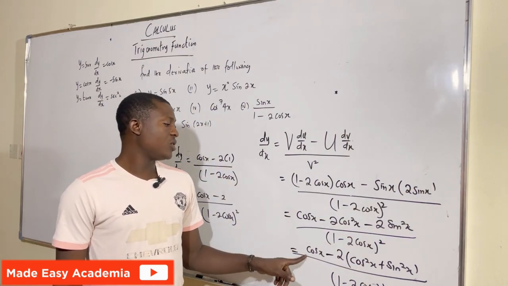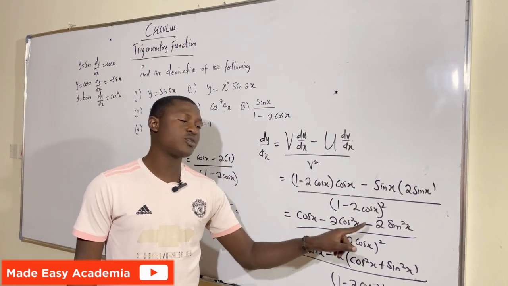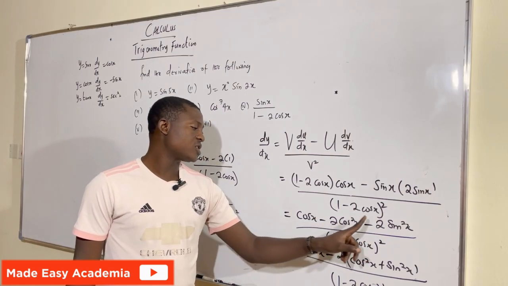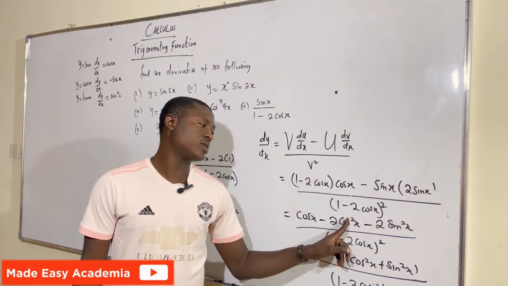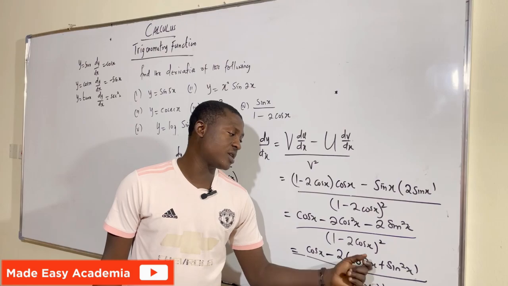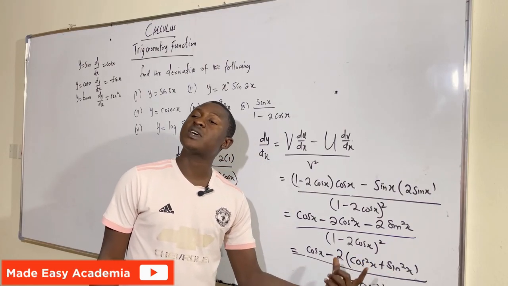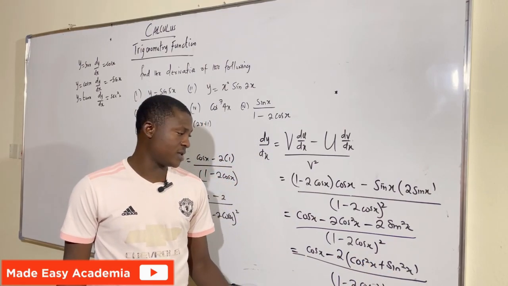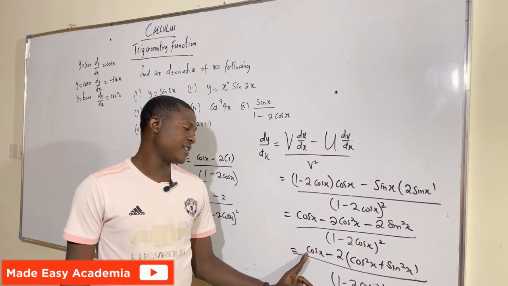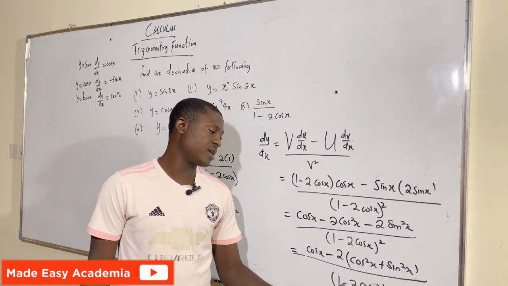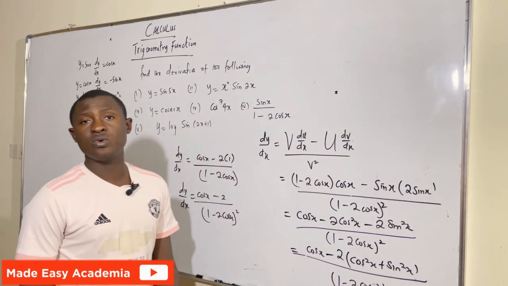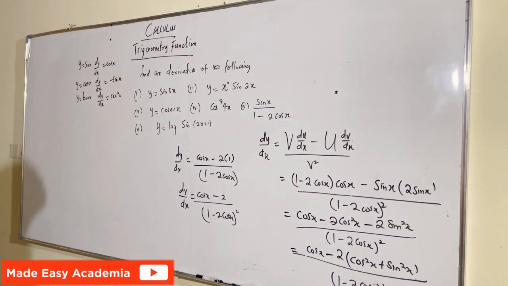Then in fact, you can see minus is common to the 2. We bring it out as well. 2 is also common. I factor it out. Then what I have left is cos square x plus sine square x. Then from the identity, we know sine square x plus cos square x is nothing but 1. So we have this one to be 1. Then we have cos x minus 2 divided by 1 minus 2 cos x all squared.